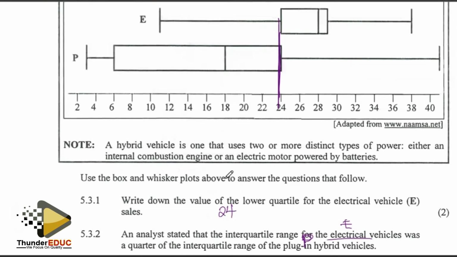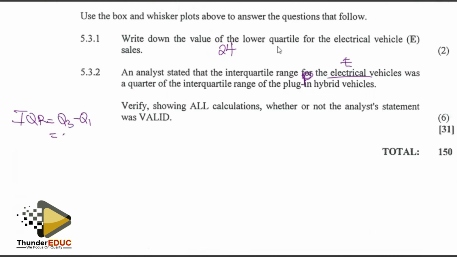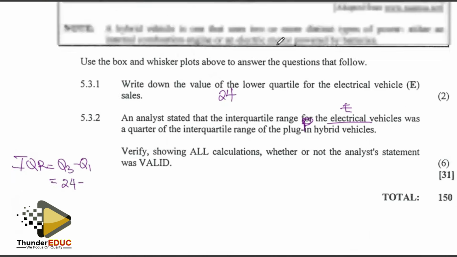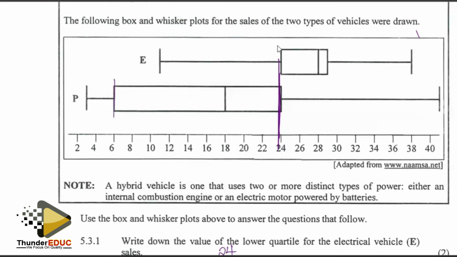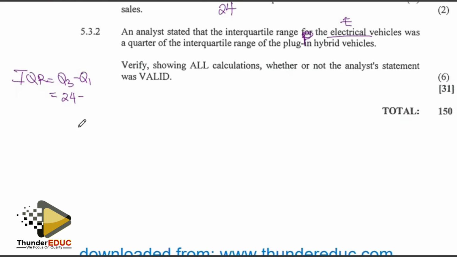You can start from P. Q3 is 24 and Q1 is 6. You come here, you say, this is 18. Very good. Then we come to the IQR of E. So this is for P. Now I'm doing for E.